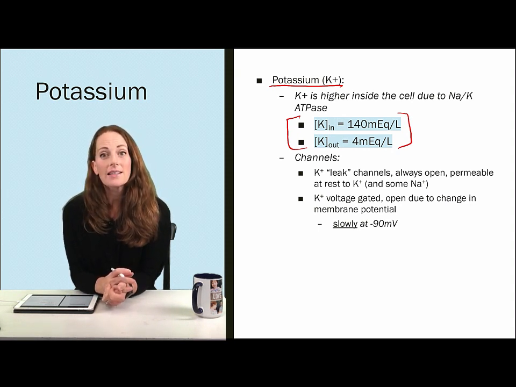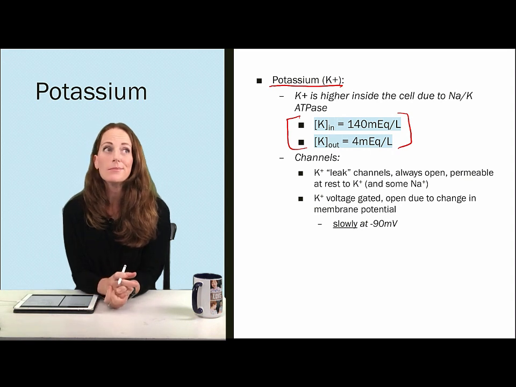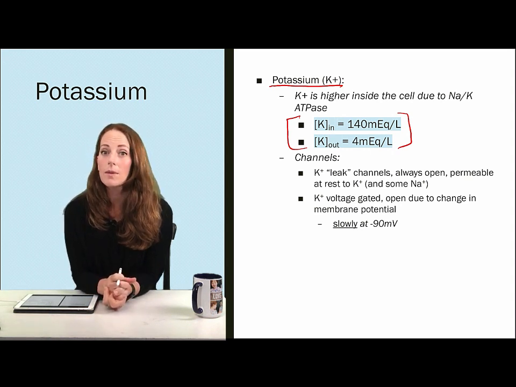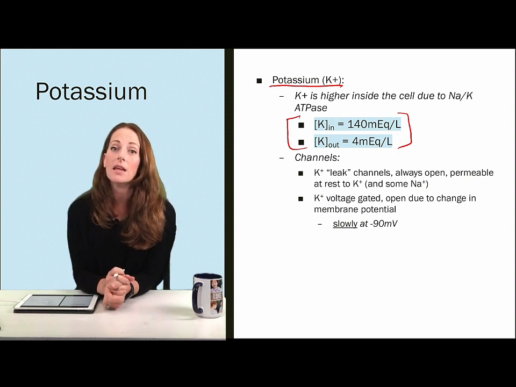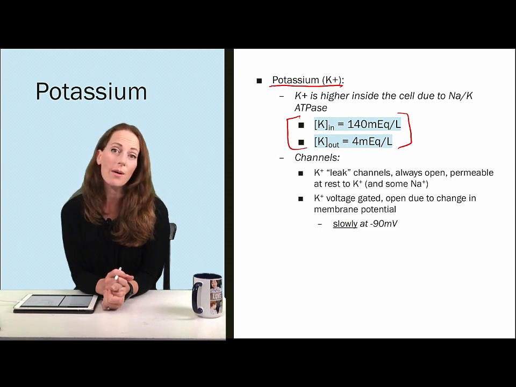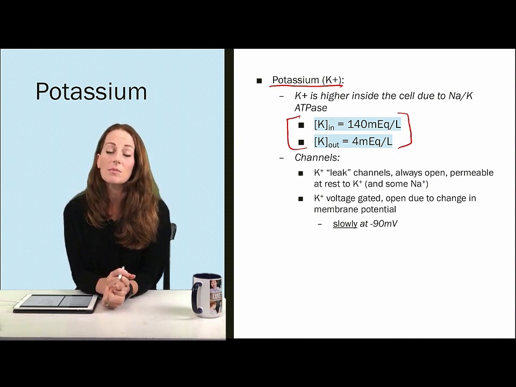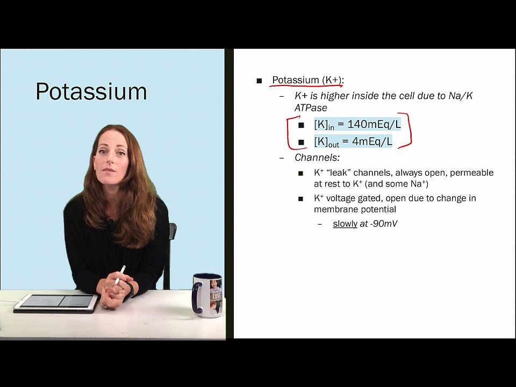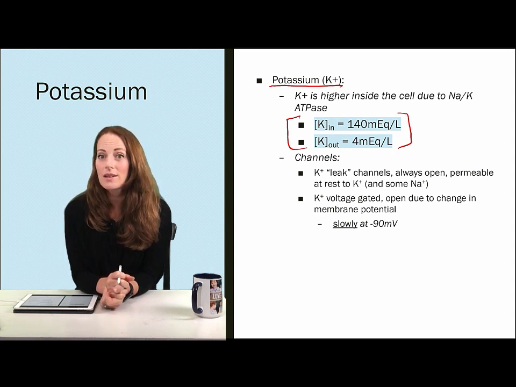We also want to ask, for permeability purposes, what channels should we think about when we're thinking about potassium in neurons, particularly related to action potentials? There's a number of channels for each of these ions, but today we're going to focus on the channels involved in the typical action potential.